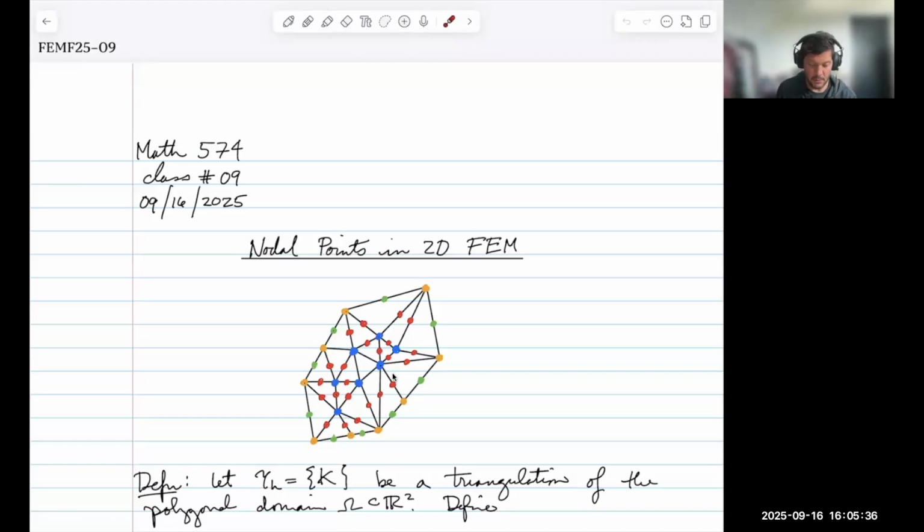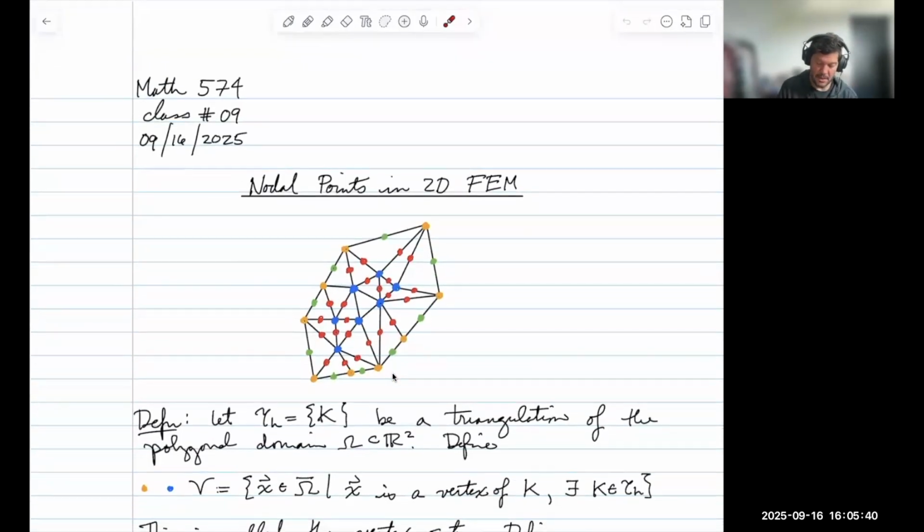Welcome back to Finite Element Methods. So class number 9. Last time we were talking a little bit about the 2D finite element method, or at least we were starting to explain the rudiments of that. We explained what we mean by a triangulation, an admissible triangulation of a polygonal domain in 2D.